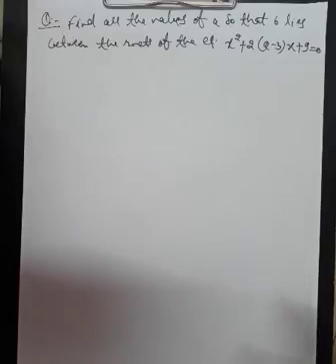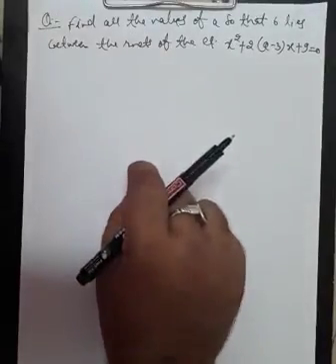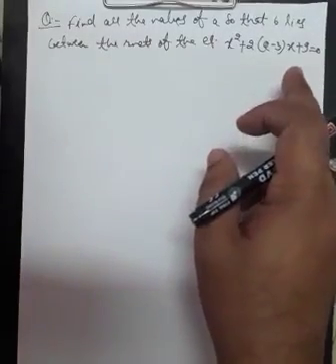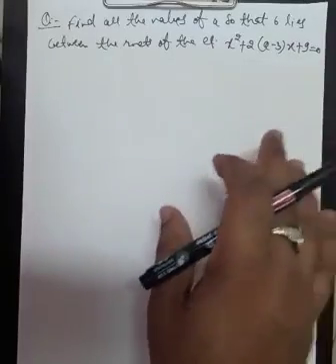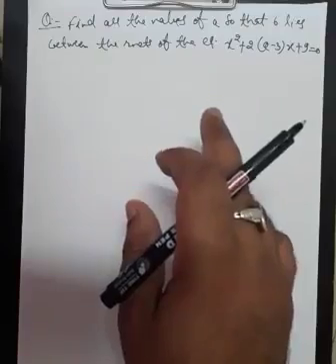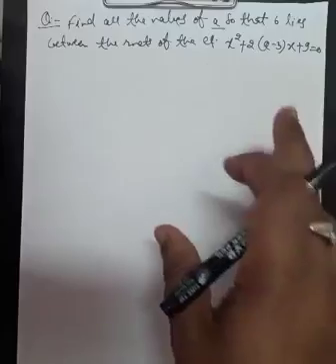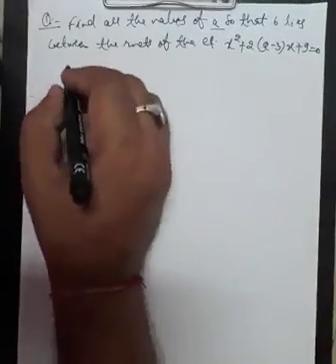Let's discuss the question based on whatever we studied yet. Find all the values of a so that 6 lies between the roots of the equation x square plus 2(a minus 3)x plus 9. We have to find the value of a. What is the possible value of a such that 6 lies between the roots of the equation? Suppose alpha beta are the roots.